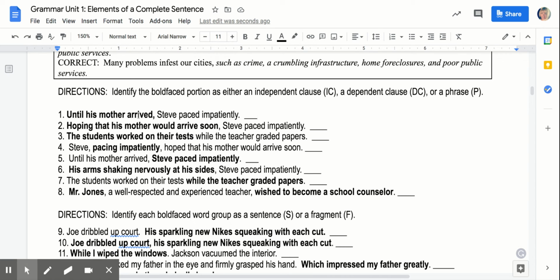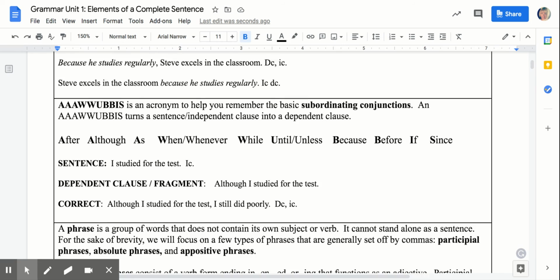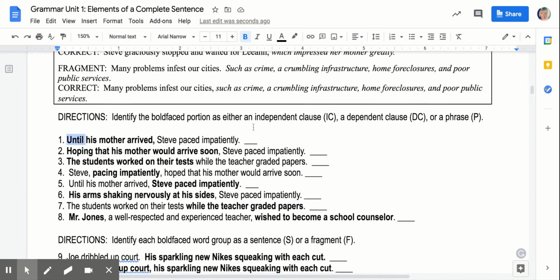Until his mother arrived. Okay. I have a subject, his mother. What did she do? She arrived. So who is this sentence about? His mother arrived. We have a subject and a verb, but until. Until is one of those subordinating conjunctions. It says ding, ding, ding. I'm a dependent clause.